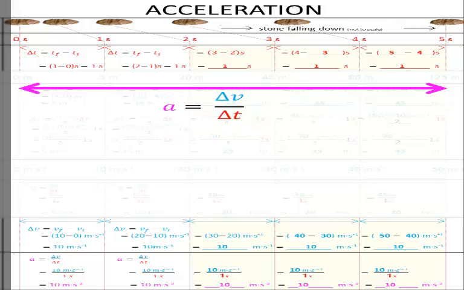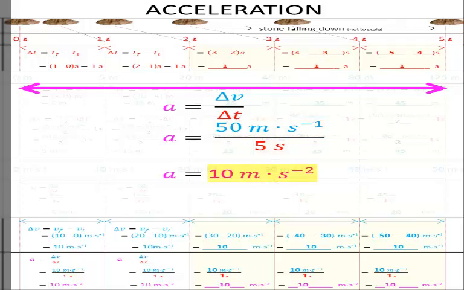So what's the acceleration for this interval? Acceleration equals delta v divided by delta t. The change in velocity for this interval is 50 meters per second. The time duration of this interval is 5 seconds. 50 meters per second per 5 seconds is 10 meters per second squared. There's a change of 10 meters per second in each second.